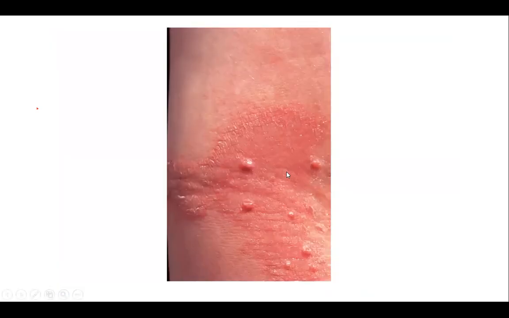So if you see this patient in your clinics for the first time, before you start treating them for molluscum, you have to start treating them with topical steroids to reduce the eczema, because scratching the area would spread it to other areas. So you first control the inflammation and then you can treat the molluscum that's in this area.